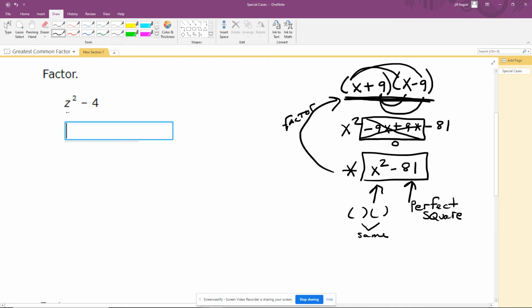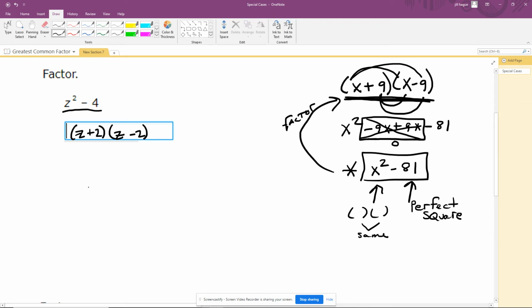So now we look at this example over here. It looks a little different. So we know it's different from the start, and we know the answer is going to be two binomials. We know a z is going to go here, and we know a z is going to go here. So what number is going to go here and here? Well, we know the middle term is missing, so that means this has to be positive, and that has to be negative. And then we know that's a perfect square. The square root of it is 2. And you're done. Z plus 2, z minus 2.